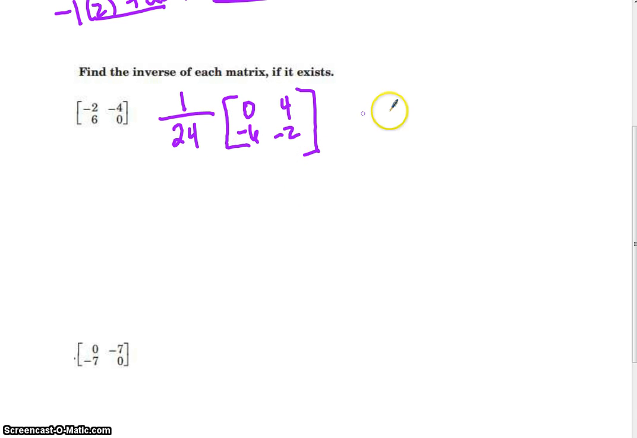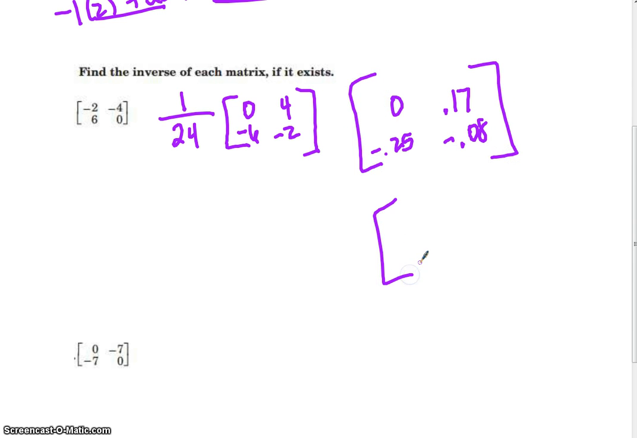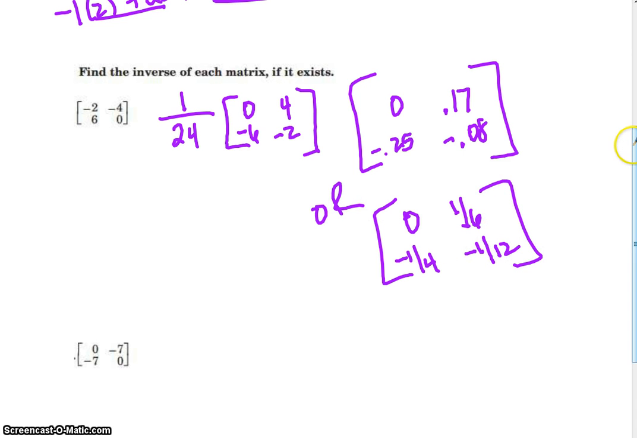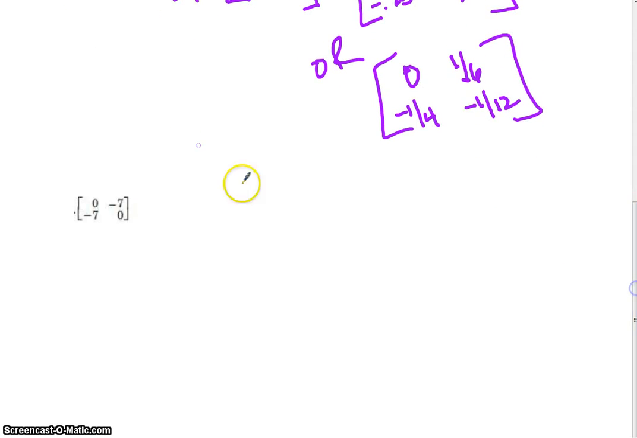So then you actually multiply, and 1 over 24 times 0 is 0, and 1 over 24 times 4 is 0.17. 1 over 24 times negative 6 is negative 0.25, and 1 over 24 times negative 2 is negative 0.08, and that would be your inverse. If you prefer to do it using fractions, you would have 0, 1/6, negative 1/4, and negative 1/12. I will take either way, okay? I don't care if you use decimals or fractions. So that's your inverse.